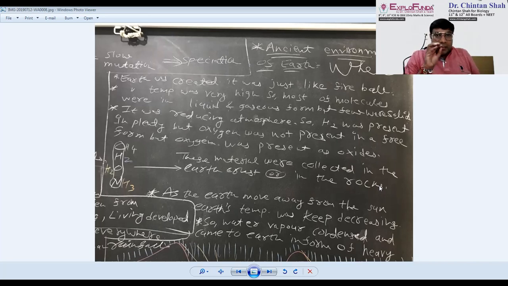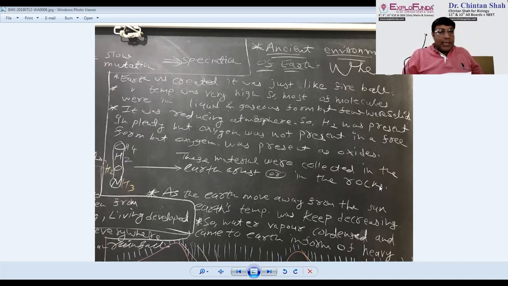So as the earth was moving away from the sun for so many years, the water vapor condensed into water, and that's how, for years and years, heavy rainfall takes place.